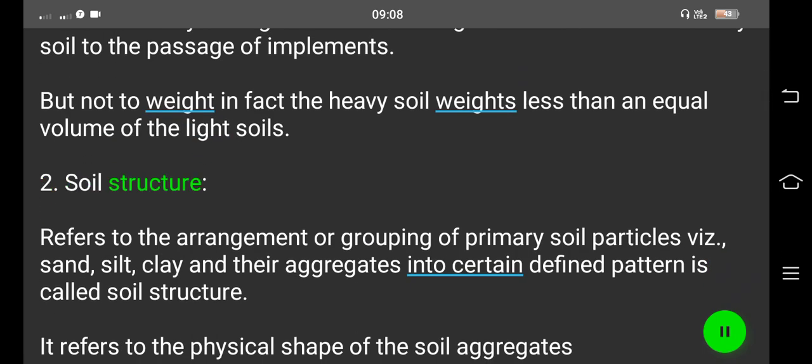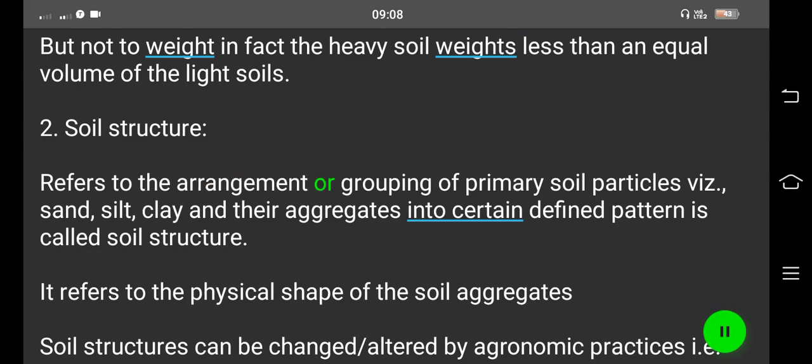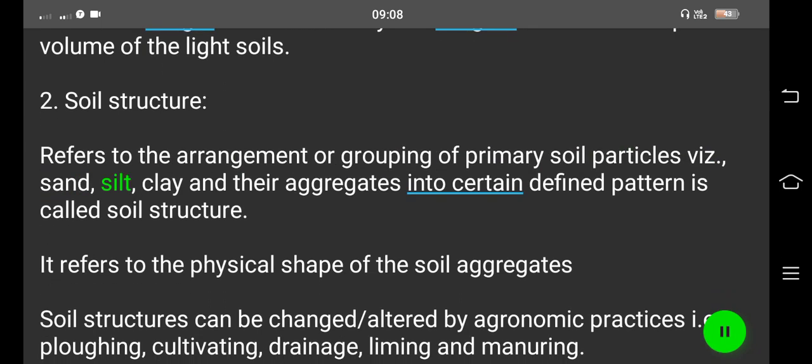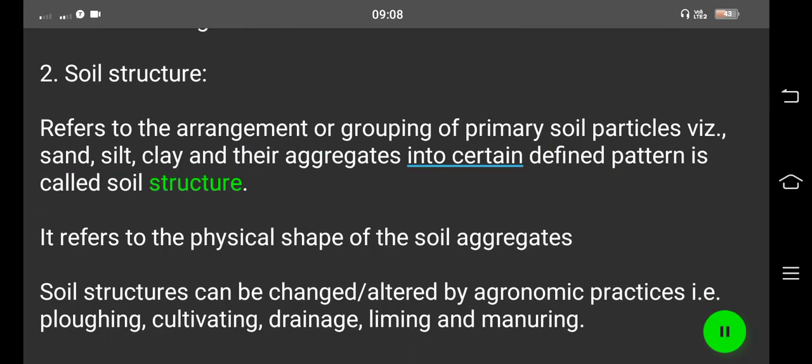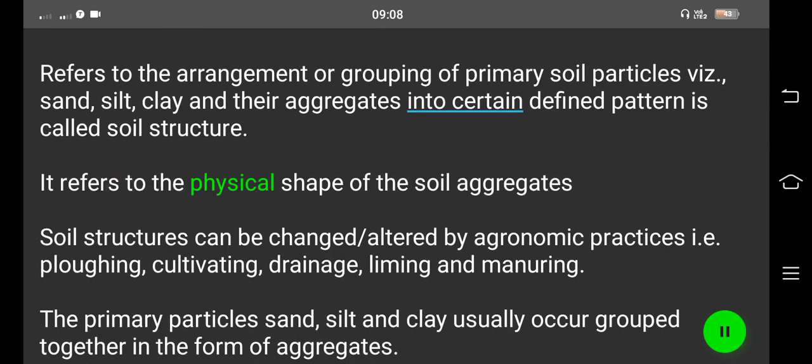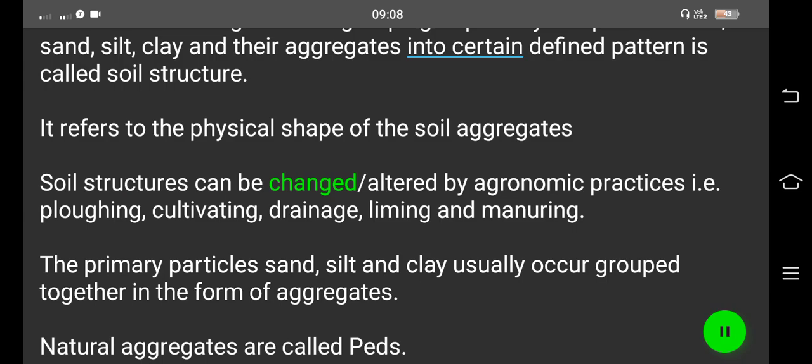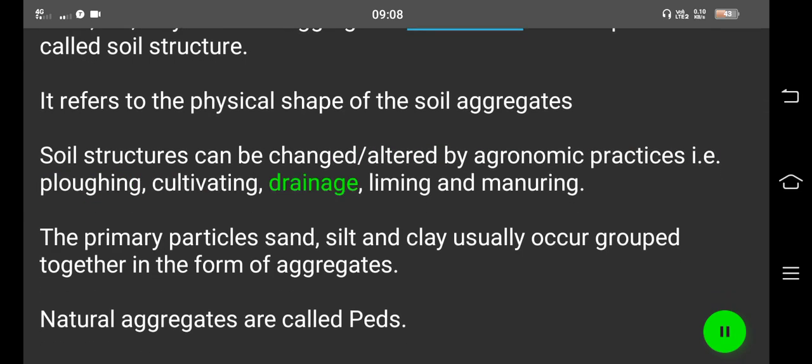2. Soil structure. The arrangement or grouping of primary soil particles, viz. sand, silt, clay and their aggregates, into a certain defined pattern is called soil structure. It refers to the physical shape of the soil aggregates. Soil structure can be changed or altered by agronomic practices, i.e. plowing, cultivating, drainage, liming and manuring.